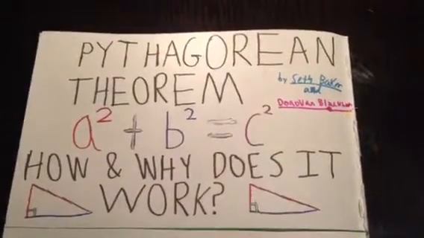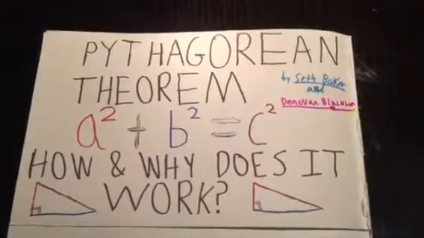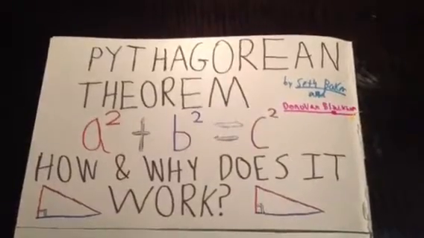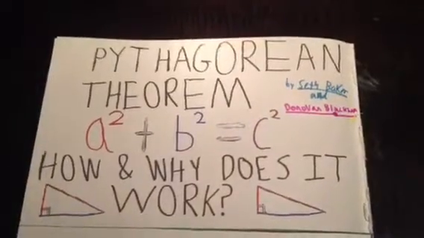The Pythagorean Theorem. A squared plus b squared equals c squared. How and why does it work? By Seth Baker and Donovan Blackham.